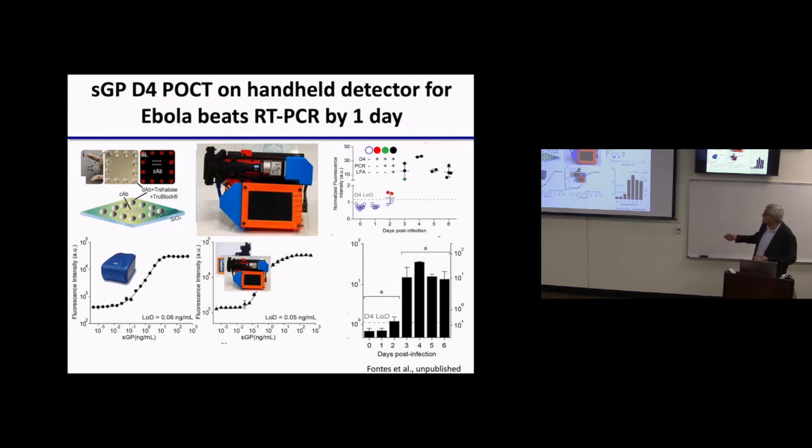And you can see, here's the actual assay. You can see how much the level of SGP skyrockets in a few days. This had been published before. This is our own data from these monkeys. So you can see, day 0, day 1, day 2, you start to see SGP being pumped out. By day 3, it's swamping the system.